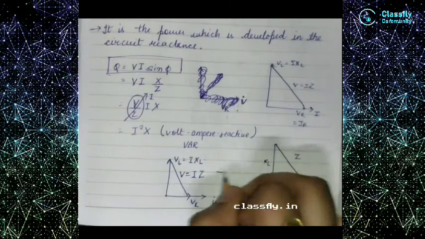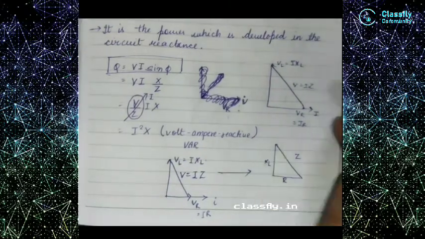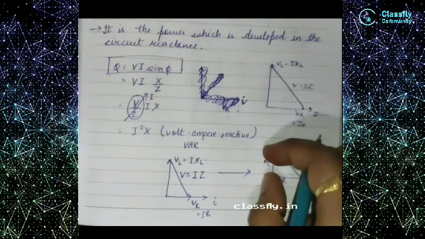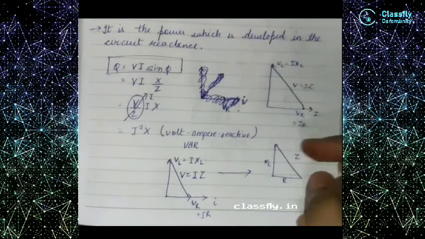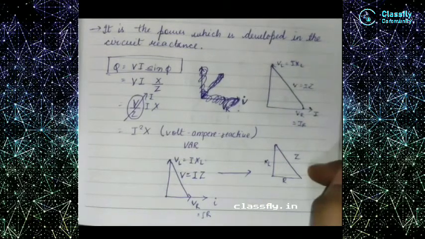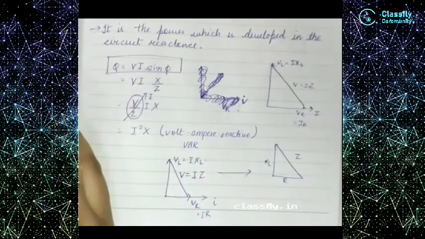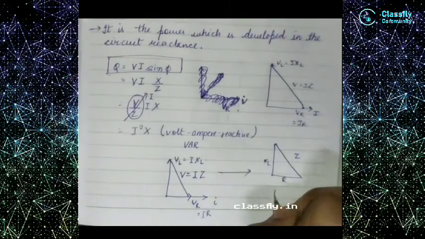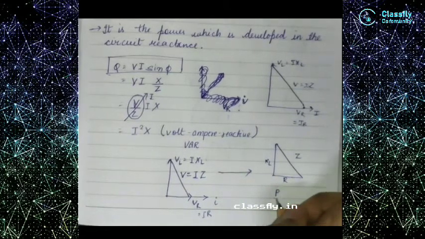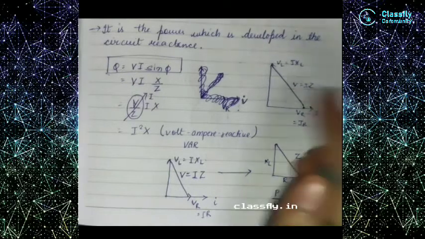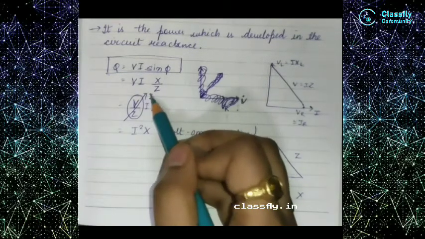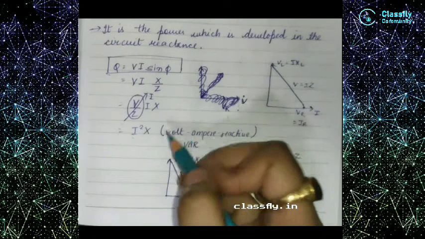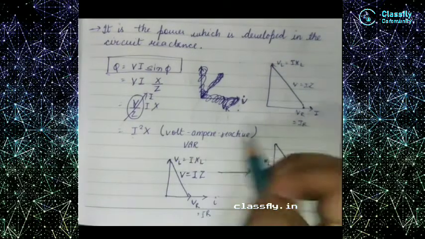So when I do this, I can write this as a triangle, where this part will be my XL, right? XL means the inductive reactance, and Z is my impedance, and R is my resistance. So we know that sine is perpendicular by hypotenuse. So my perpendicular is X and my hypotenuse is Z. So I can write sin phi as X by Z. And when I do V by Z, that means this is my I, so it is I square X. So my unit is volt ampere reactive.